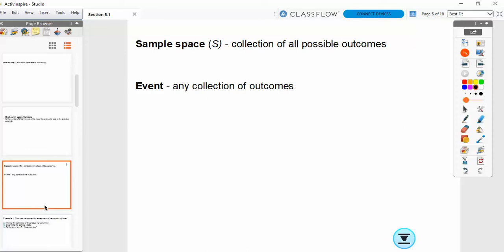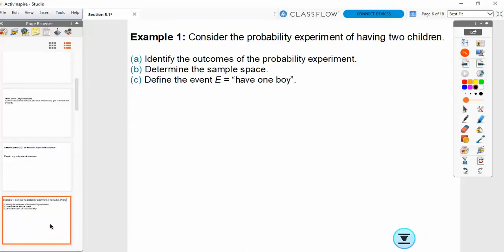When I'm talking about an event, that's just a collection of outcomes. We're going to do some examples to really illustrate what these terms mean in just a second. Here's our example. Let's consider a probability experiment of having 2 children. Part A, identify the outcomes. If I'm talking about gender, what are the 2 possible outcomes when I have a child? Boy or girl. We're just going to abbreviate B and G.